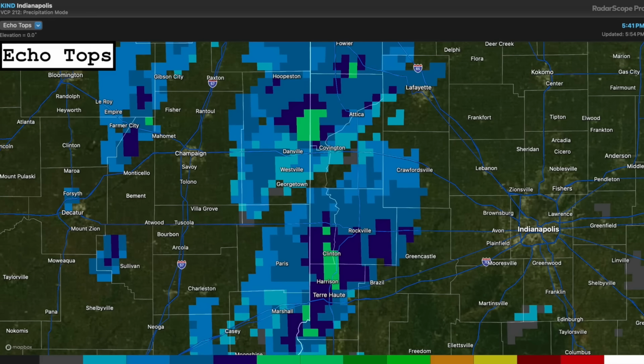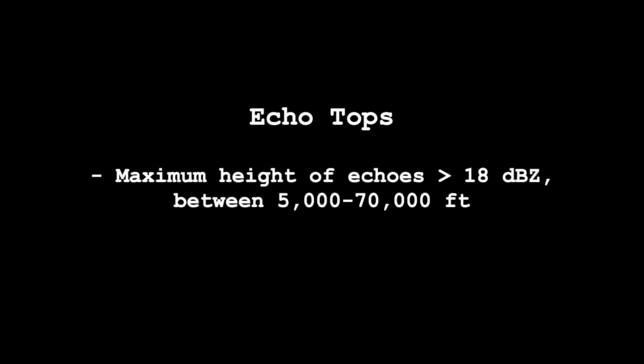Our next derived product is the EchoTops product. The EchoTops product gives the maximum height of precipitation echoes detected by the radar that exceed 18 dBz between 5 and 70,000 feet above radar level. In essence, it estimates the height corresponding to the top of an area of precipitation, and it can be a decent proxy for how tall developing or ongoing thunderstorms are. The greater the EchoTops value is at a given point, the taller and stronger the updraft or storm is.